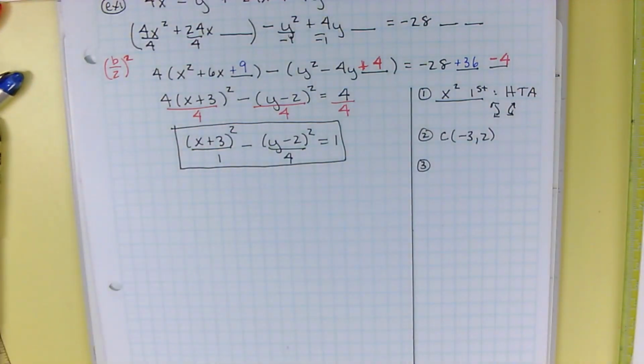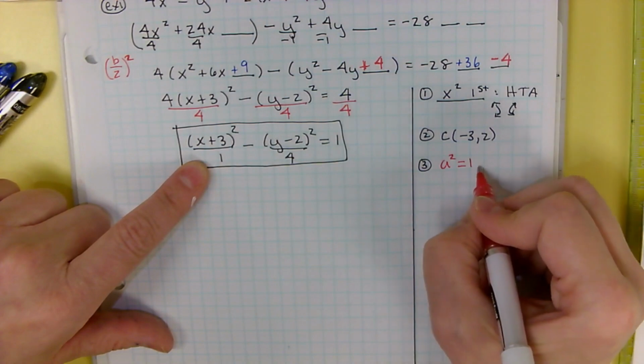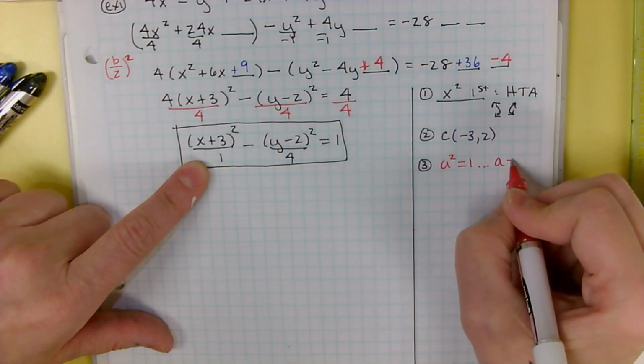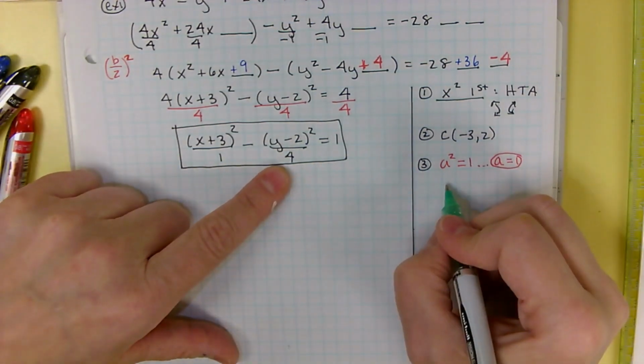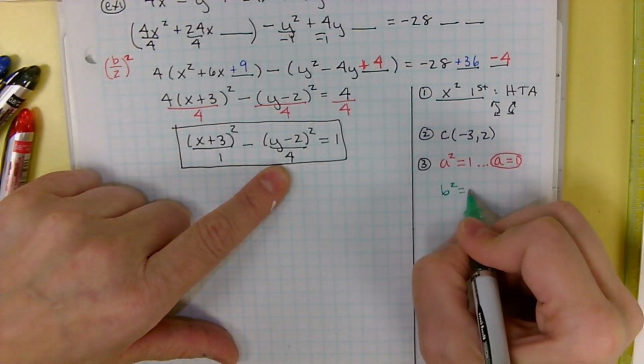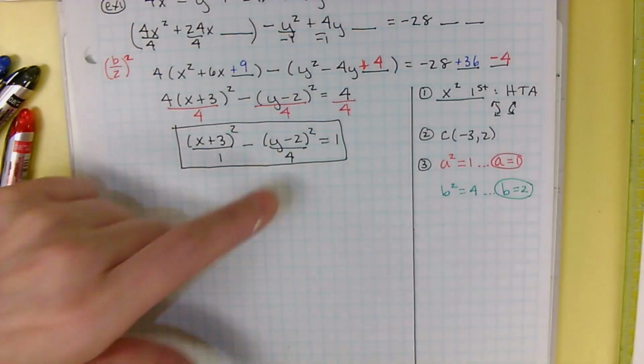Number 3, you need to find a and b. A always comes first, so a squared equals 1. Take a square root, you get a equals 1. B squared always comes second, so b squared equals 4. Take a square root, b equals 2.